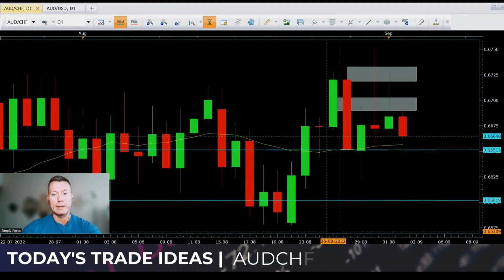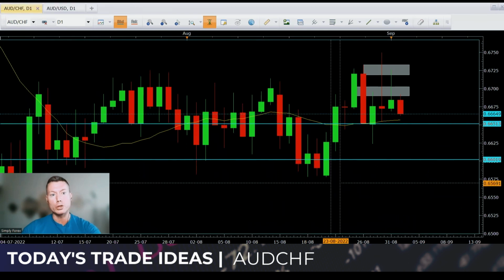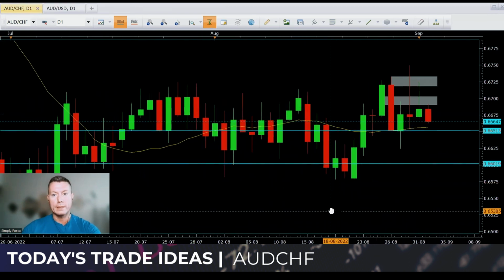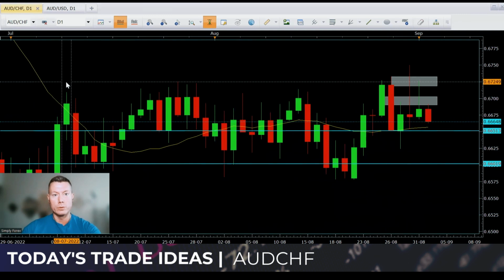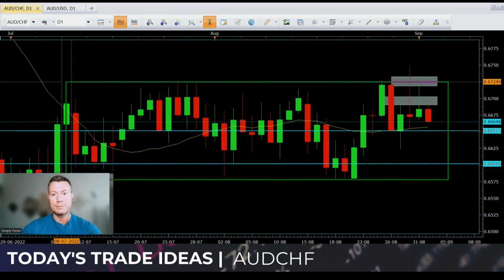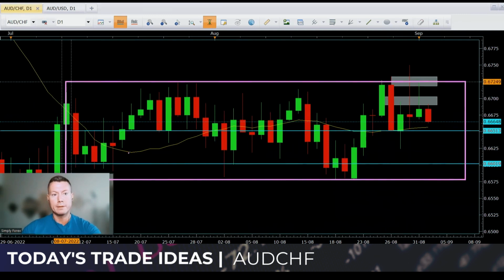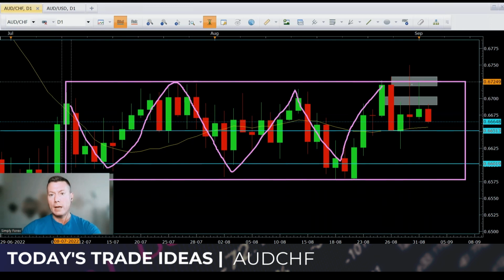This is the Aussie dollar against the Swiss franc, and we've been pretty much shorting this all week. The reason for that is this. As you can see, price has been in a range, just going up, down, up, down. Clearly in a range. And we've had a few candles we've been trying to trade from. We tried to trade from this one. We tried to trade from this one.